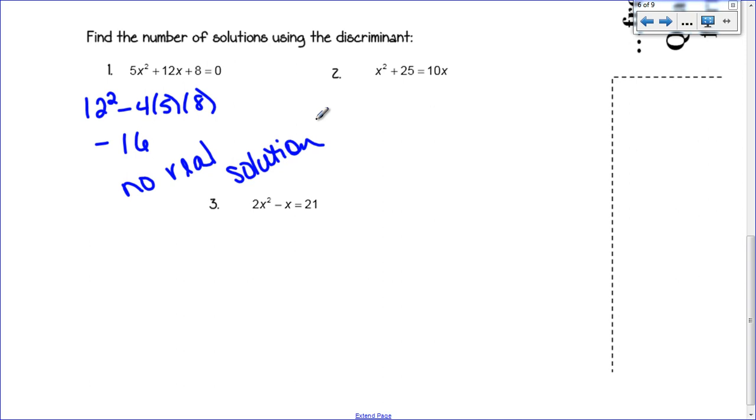If you want to practice some more, you can do number 2 and number 3. You can come in and check them tomorrow. I will tell you, one of them is one solution and one of them is two solutions. So you have one of each of 1, 2, and 3.